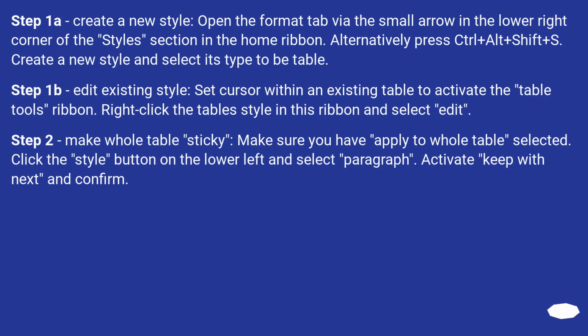Step 1a, create a new style. Open the Format tab via the small arrow in the lower right corner of the Styles section in the Home ribbon. Alternatively, press Ctrl+Alt+Shift+S. Create a new style and select its type to be table. Step 1b, edit existing style. Set cursor within an existing table to activate the Table Tools ribbon. Right-click the table style in this ribbon and select Edit.